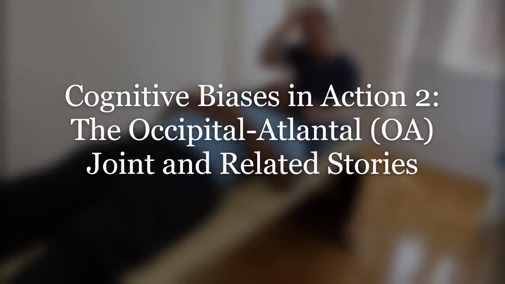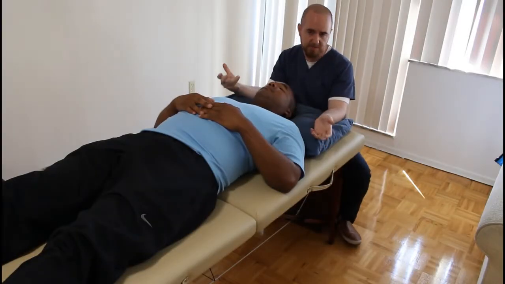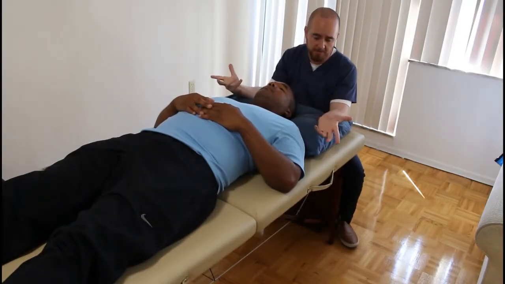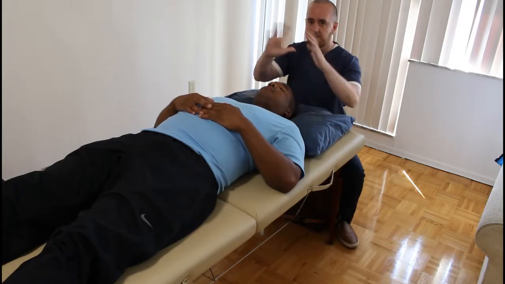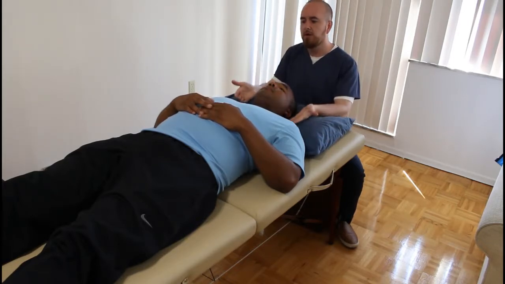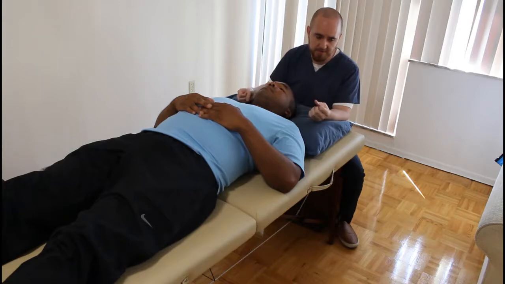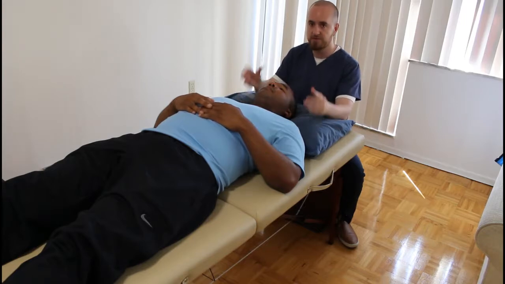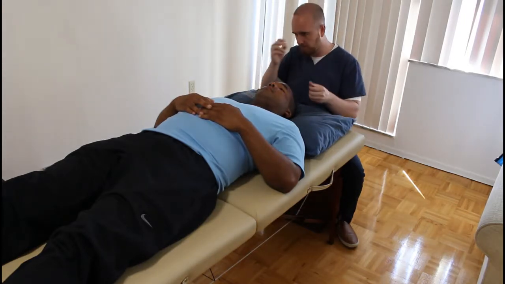So we're here again talking about cognitive biases and the stories they may create within the osteopathic profession or within other manual therapeutic professions. The reason I'm at the top of the table is because I want to talk about things such as the OA. In osteopathic practice, you will hear people talk about the OA, or the occiput on the atlas, aka the first cervical, so the head on the top of the cervical column.